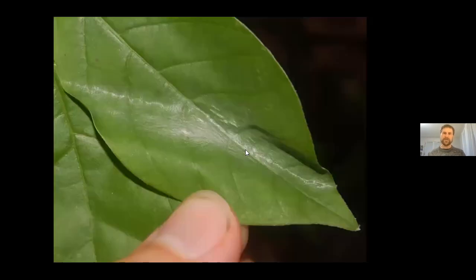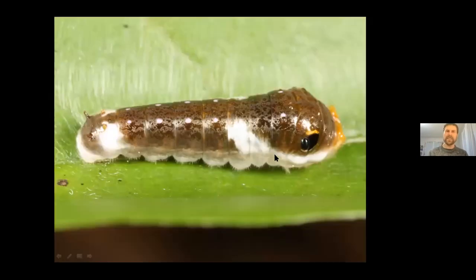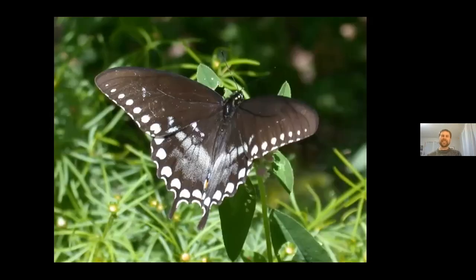And this is a leaf that has been abandoned by its caterpillar, but you can still see all the shiny silk in there. The younger caterpillars of this species still have the fake eyes, but they look like bird poop. A lot of insects like to mimic bird poop because nothing wants to eat bird poop, I guess. But this is a caterpillar of the spicebush swallowtail, and there's the adult.